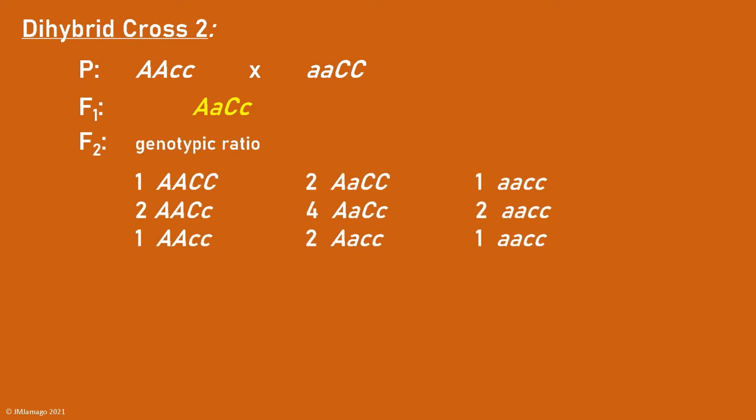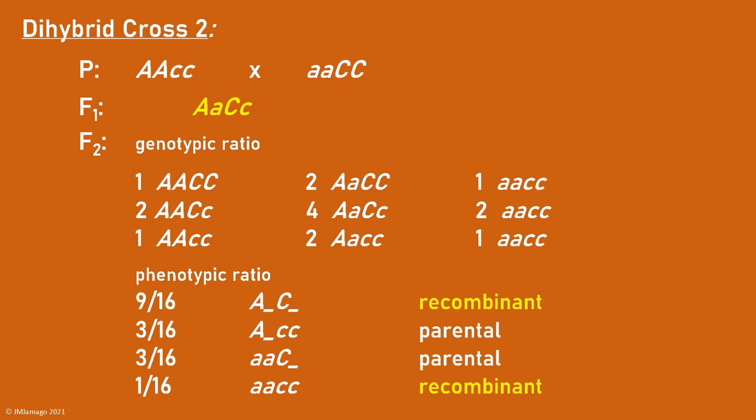But what happened to the genotypic ratio? The ratio would always be the same: 1:2:1, 2:4:2, 1:2:1, although the genotypes would differ, the proportions would be the same. Now, I haven't highlighted the parentals or the recombinants in the F2 genotypic ratio. But if you look at the phenotypic ratio, we have again the same 9:3:3:1.